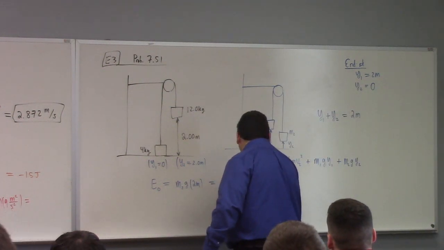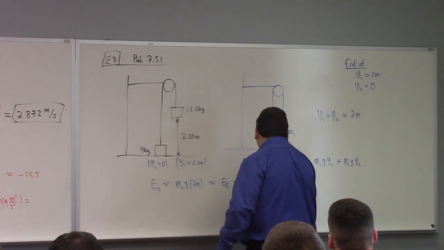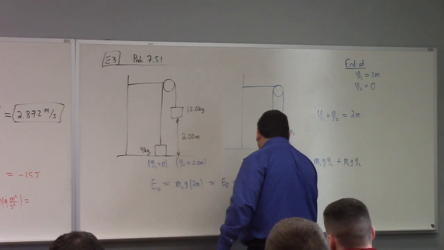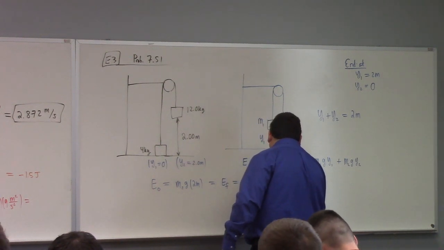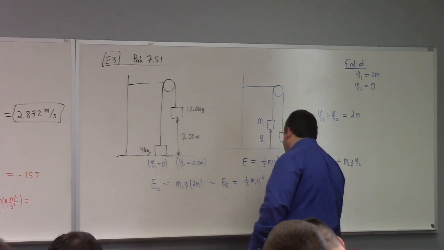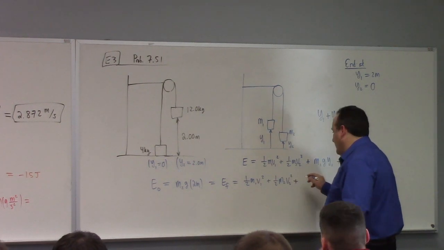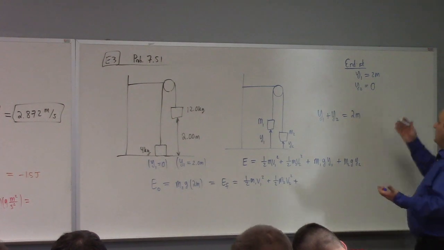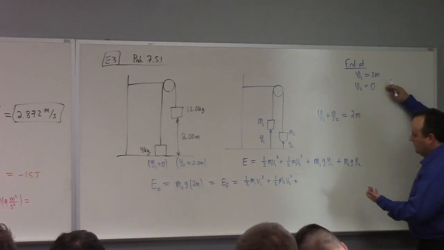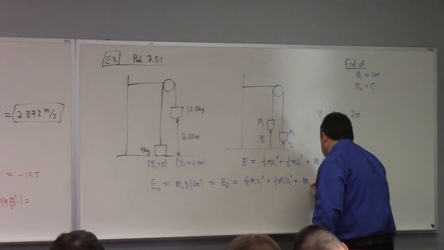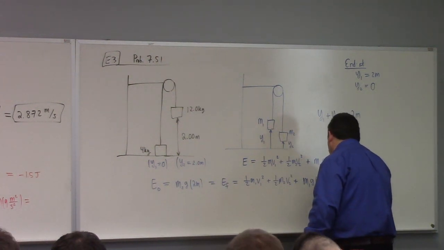The final energy is 1/2, that was supposed to be m1 and m2 obviously. So 1/2 m1 v1 squared plus 1/2 m2 v2 squared, right? Plus what? So at the end, we have y2 is 0, but y1 is 2, right? So we'd have m1 g times 2 meters.